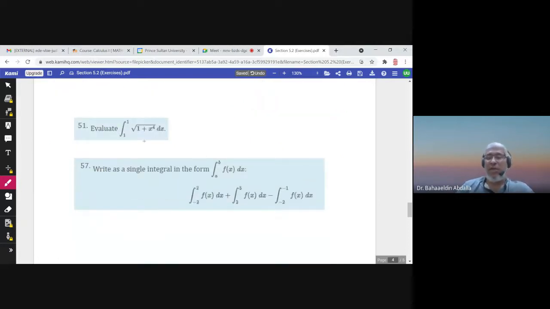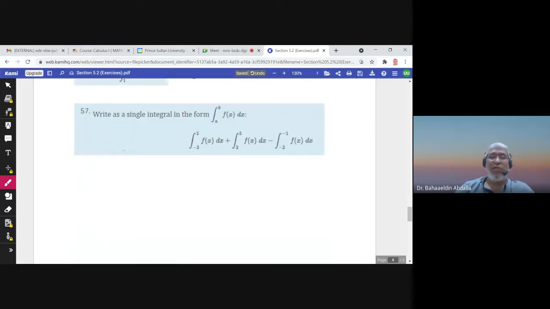Evaluate this integral. The integral from 1 to 1 for any function would be 0, because it is from a to a. So delta x in this case would be 0.